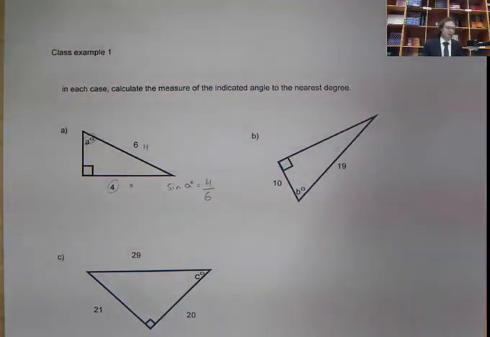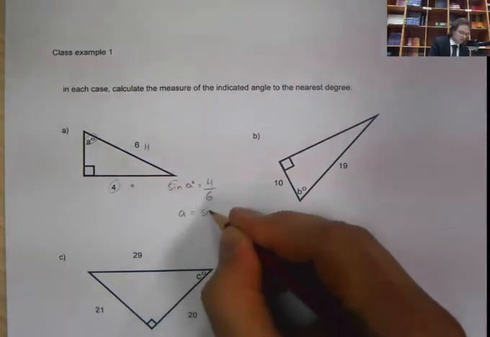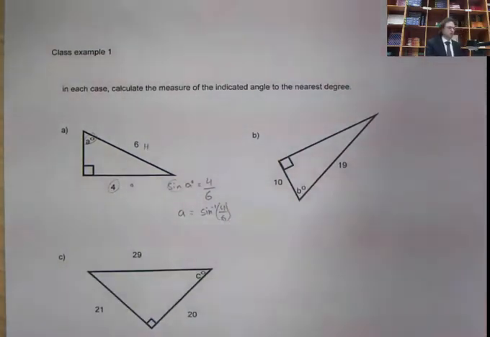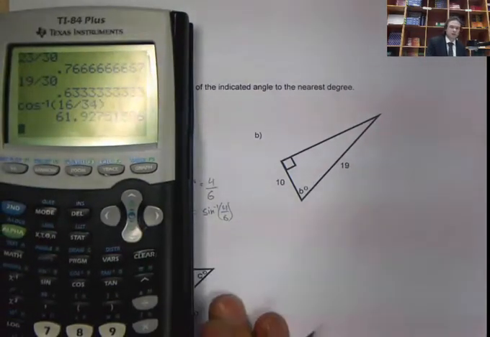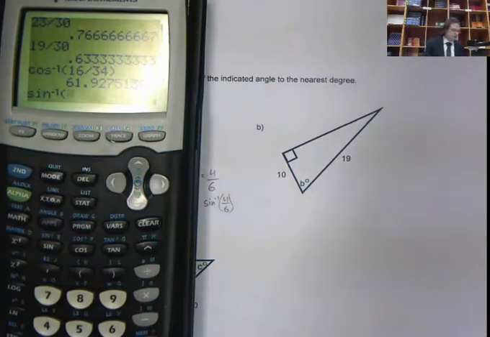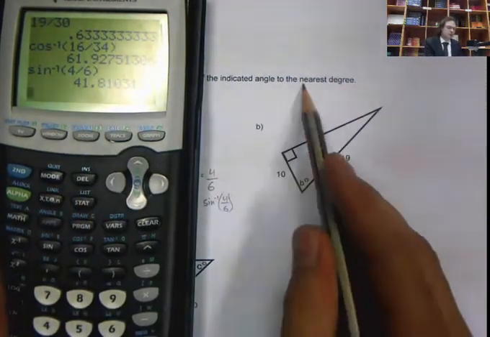Now I'm going to have to take the inverse of this. So I get A is equal to sine to the negative 1 of 4 over 6, which is the same as 2 over 3. So I plug that in my calculator. I'm going to push second sine, because this time it is sine, and I'm going to go 4 divided by 6, which is the same as 2 over 3. If you put 2 over 3, same thing. So I'm going to end up getting 42 degrees, because it wants it to the nearest degree.